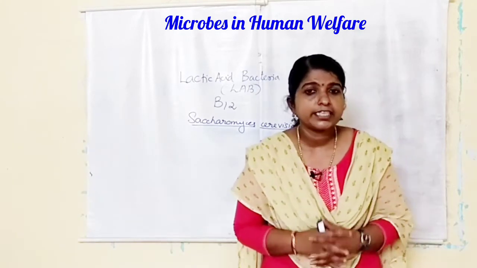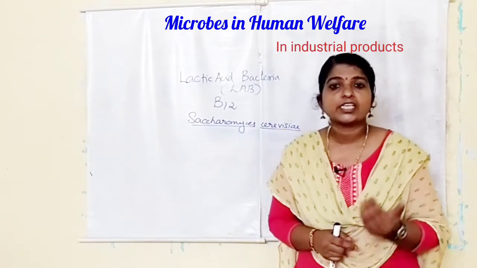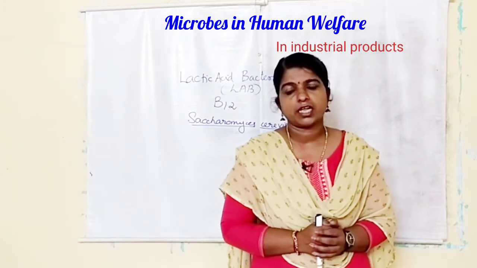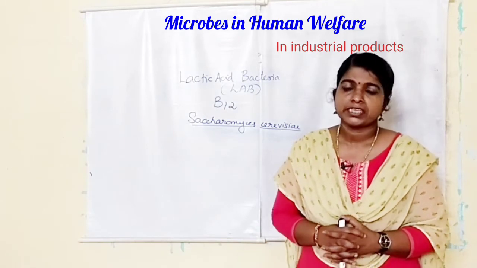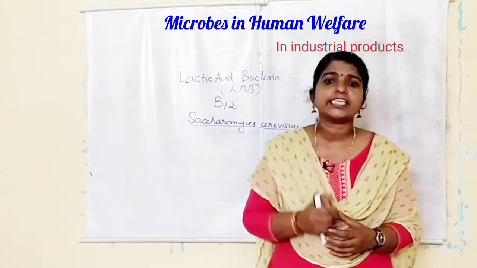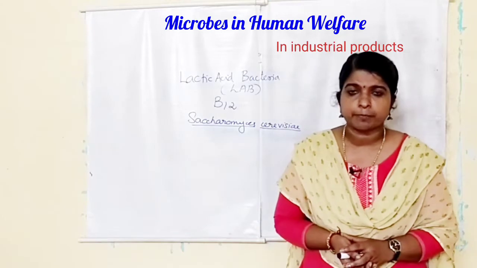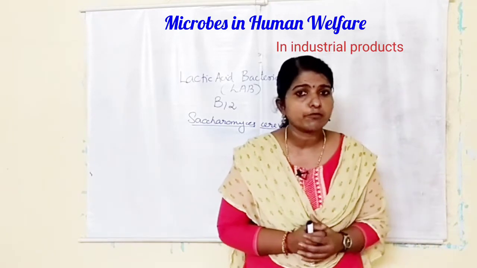So let us study the uses of microbes in industrial products. Many beverages as well as antibiotics are produced using microorganisms. Commonly, yeast is used for the production of alcohol. The same yeast, Saccharomyces cerevisiae, with a small difference in the strain, called the brewer's yeast, is used for that purpose. It is used for fermenting the malted cereals as well as the fruit juice.